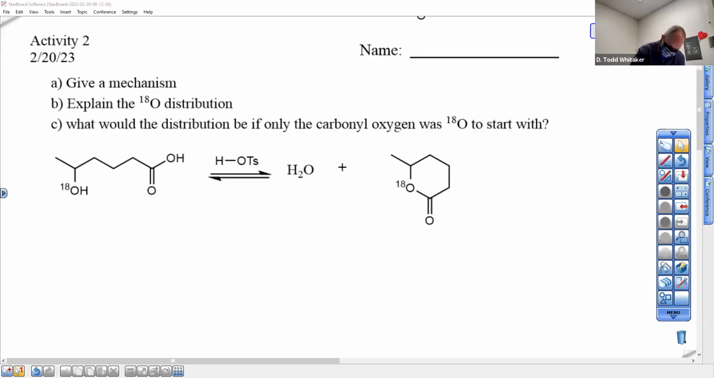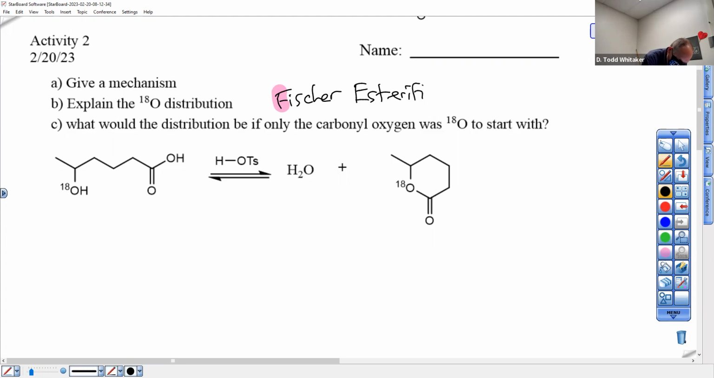All right, ladies and gentlemen, we are going to review the Fischer Esterification. Highlighter, kind of wide too. Fischer Esterification. We saw it in chapter 10 to make chromate esters, and I put that on every test for you too.